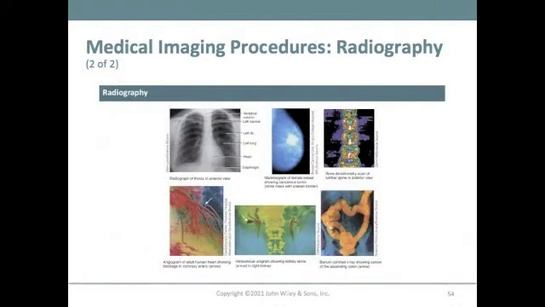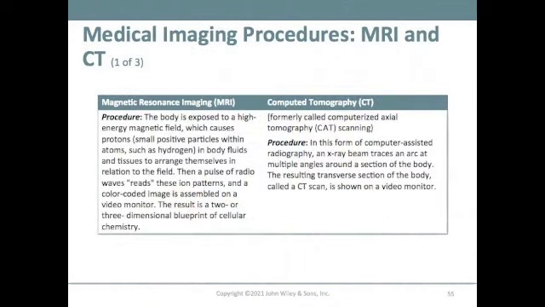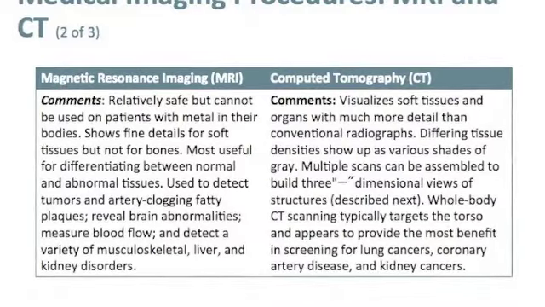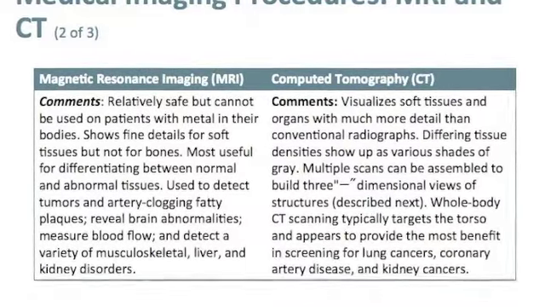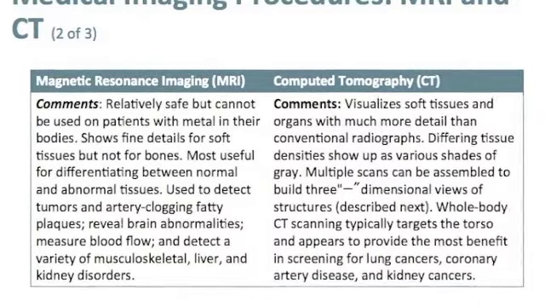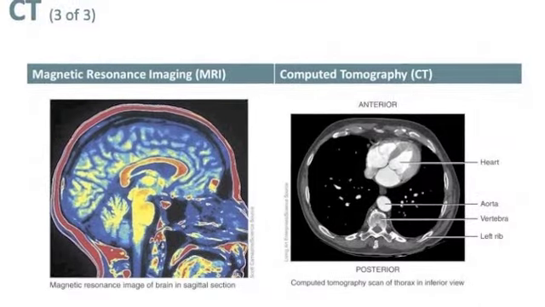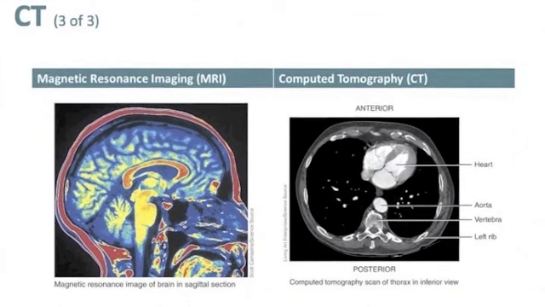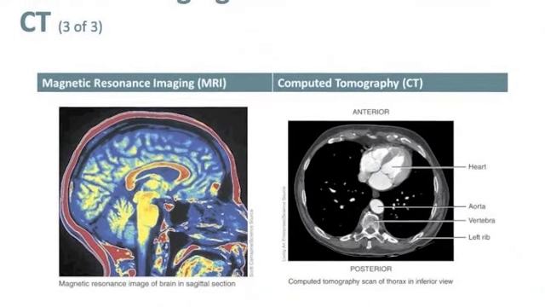So radiography, it talks about that. You use the X-ray. Everybody's probably had an X-ray. MRI and CT scan. Magnetic resonance imaging and computed tomography. It says that MRIs are relatively safe but cannot be used on patients with metal in their bodies. The CT visualizes soft tissues and organs with much more detail than conventional radiographs. And there's a couple examples of those.